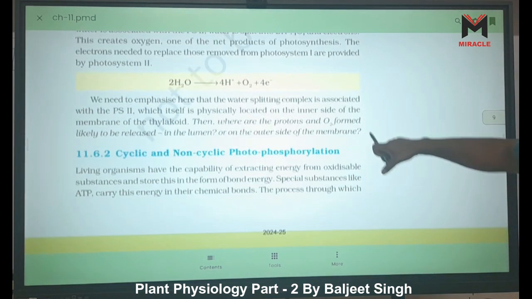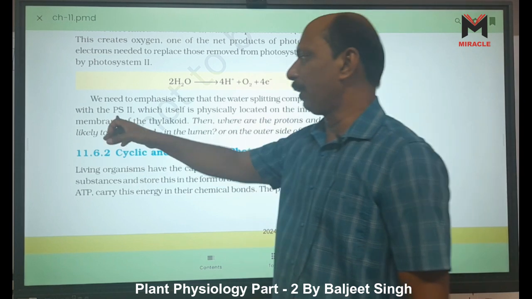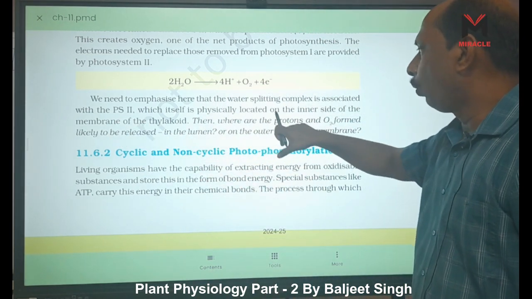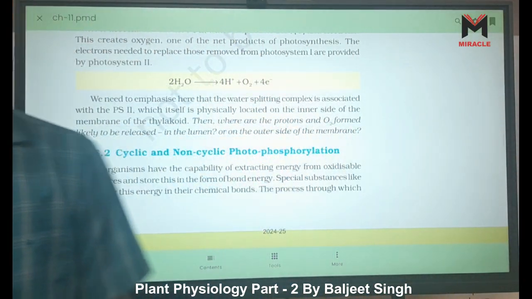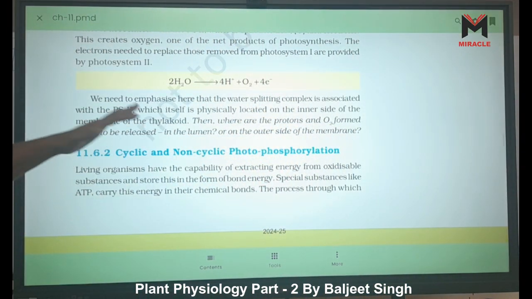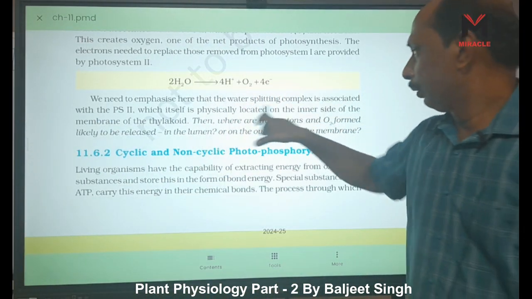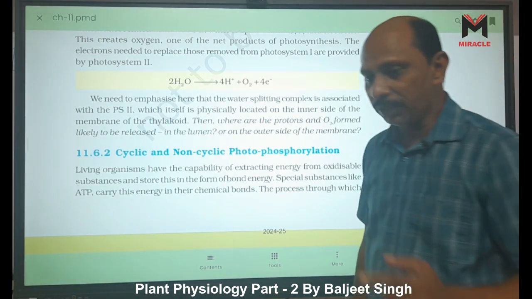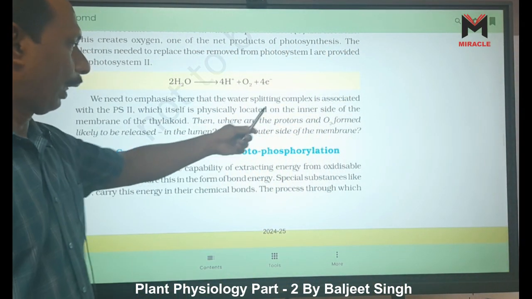We need to emphasize here that the water splitting complex is associated with PS second, which itself is physically located on the inner side of the membrane of the thylakoid. This is very important. PS second is always located on the inner side of the membrane of thylakoids, and PS first is located on the outer side of the membrane of the thylakoids.